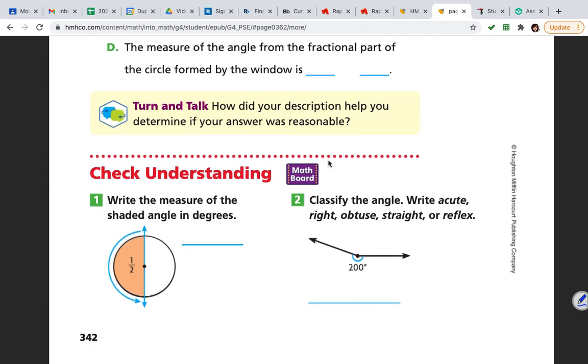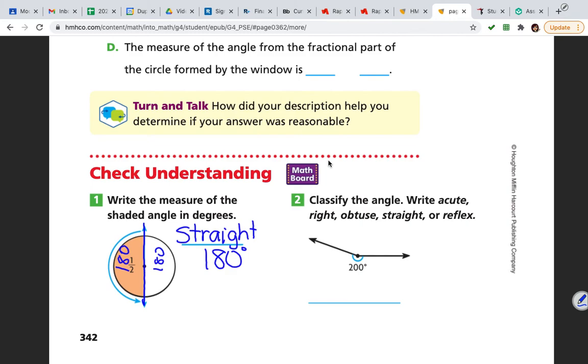All right, so number 1, write the measure of the shaded angle in degrees. So if we have 1/2, we can tell right here that this is a certain type of angle. It is a straight angle. A straight angle is how many degrees? 180 degrees. So this side would be 180. And this side would be 180. 180 plus 180 equals 360.